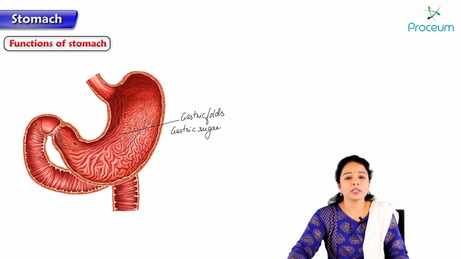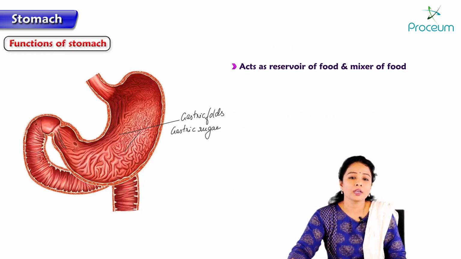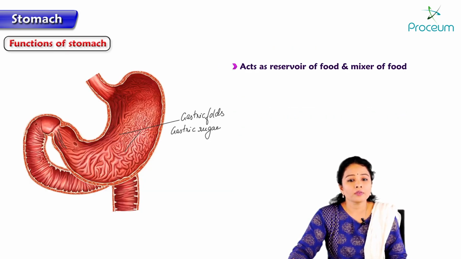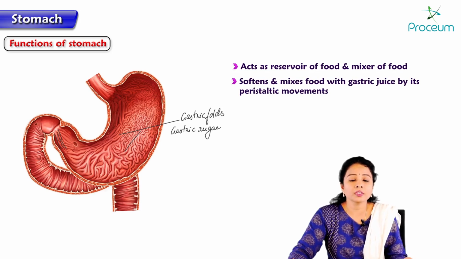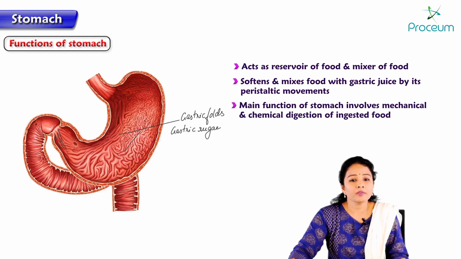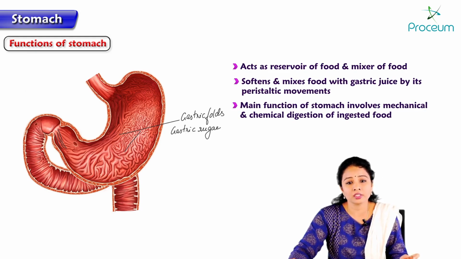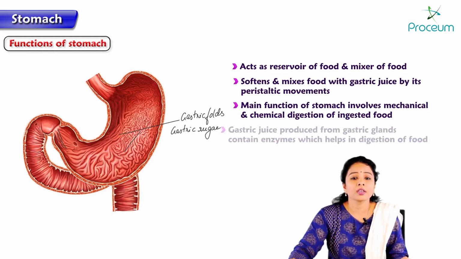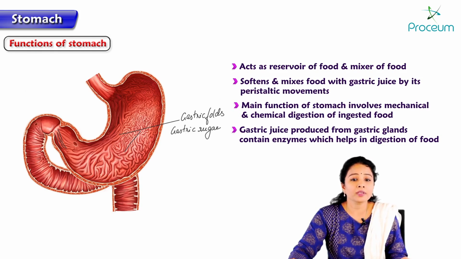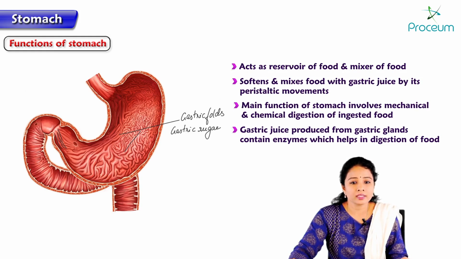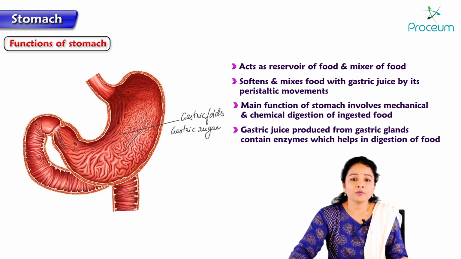Functions of the stomach: it acts as a reservoir of food, and it softens and mixes the food with the gastric juice by its peristaltic movements. The main function of the stomach involves mechanical and chemical digestion of ingested food. Gastric juice produced from gastric glands contains enzymes which help in digestion of food.